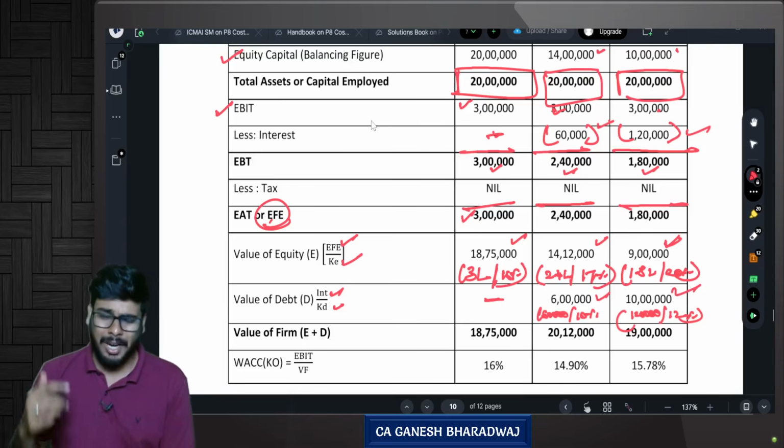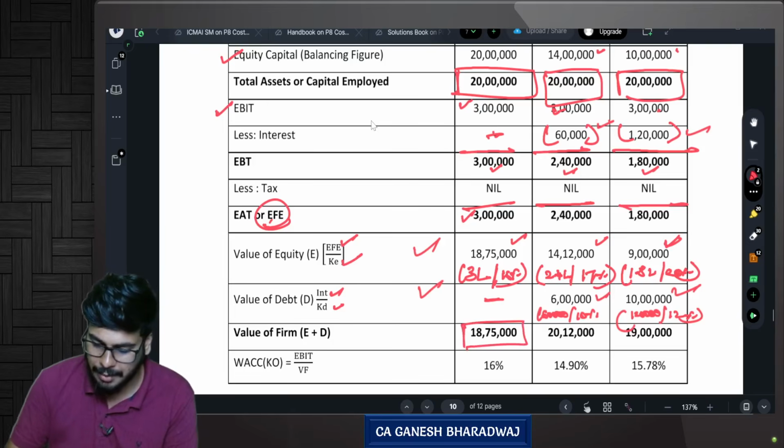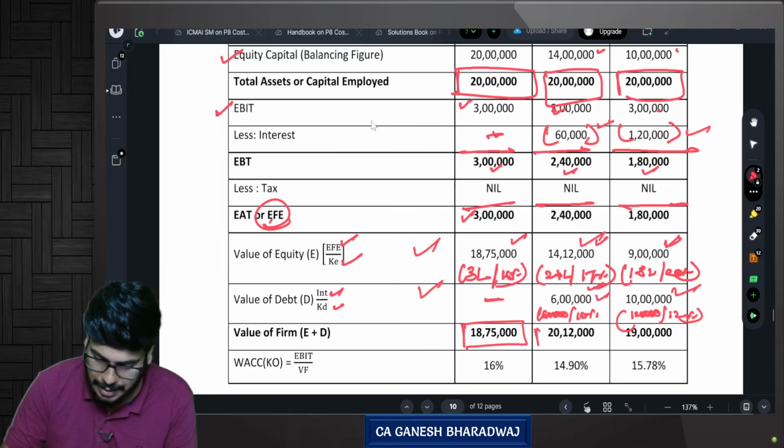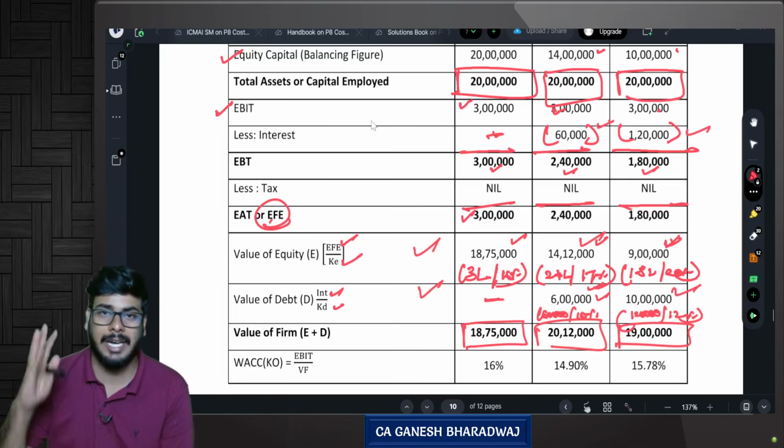So what is the value of firm? Value of firm will be value of equity plus value of debt. So it is going to be 18,75,000 plus 0, which is 18,75,000. 14,12,000 plus 6 lakh, it's going to be 20,12,000. 9 lakhs plus 10 lakhs, it's going to be 19 lakhs. Are you clear with this?